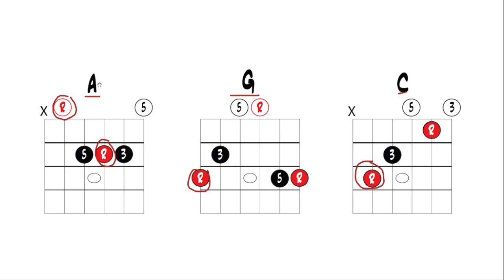If these were minor, A would still be the root. G minor, G would still be the root, and so on. It's just what the chord is built on. And it's represented by the name of the chord. So if you had anything even like a C major 9, C would still be your root note. It's what the chord is built on.